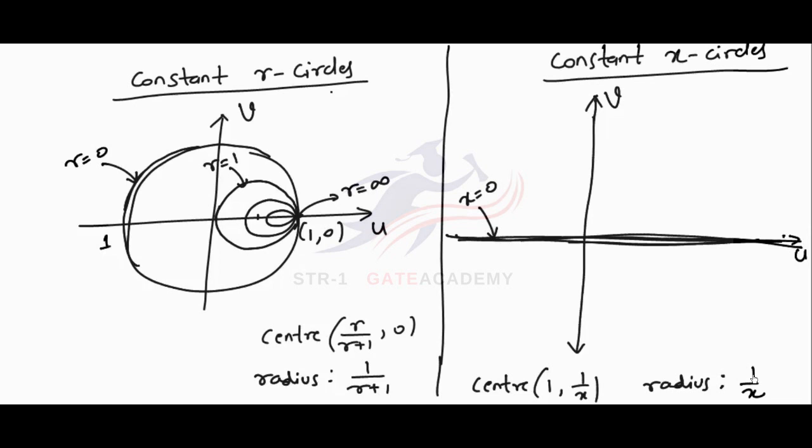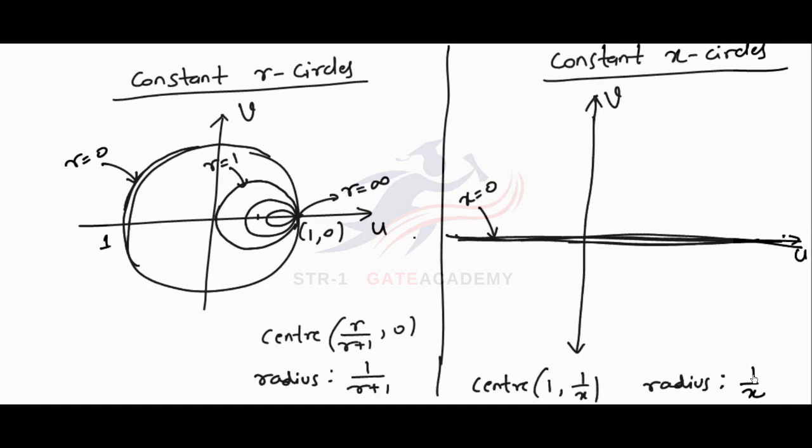Now for x equal to 0, what is happening? For x equal to 0, the center is 1, infinity, whereas radius is infinity. Right? So this straight line, this real axis, is nothing but the x equal to 0 circle.